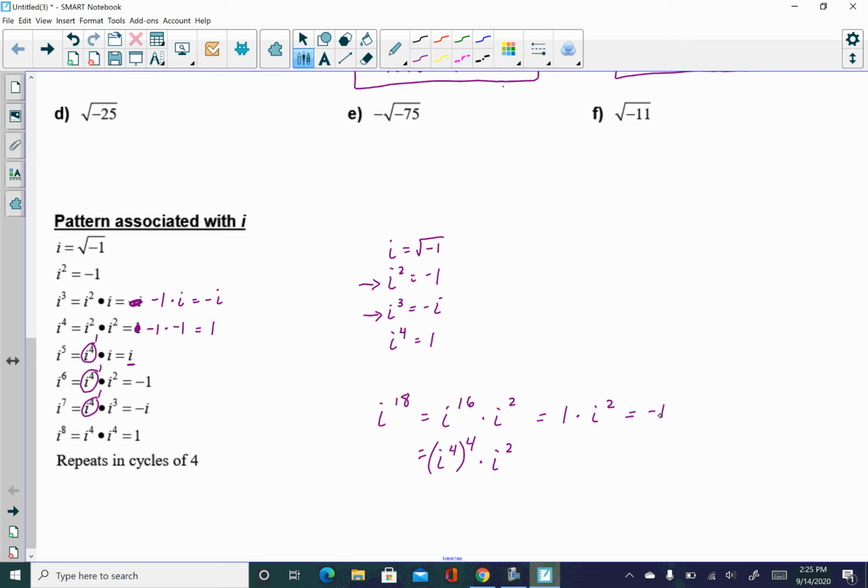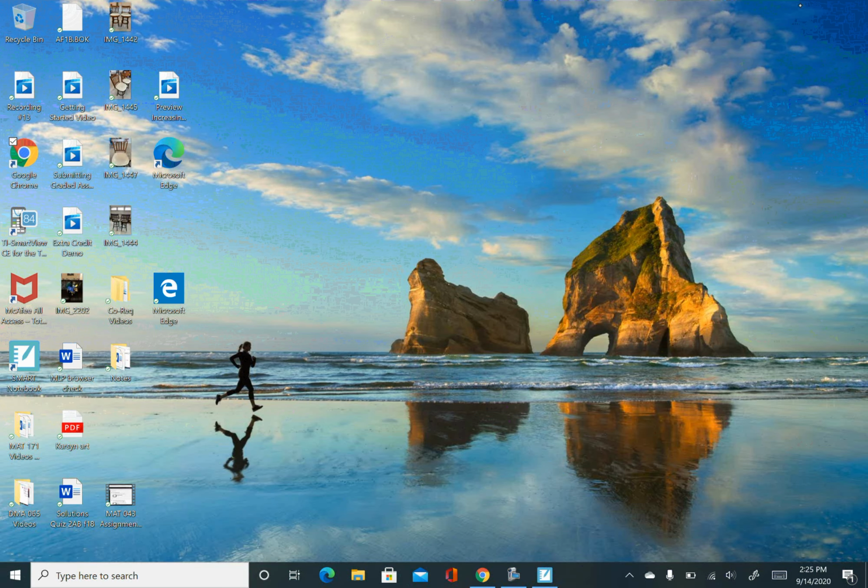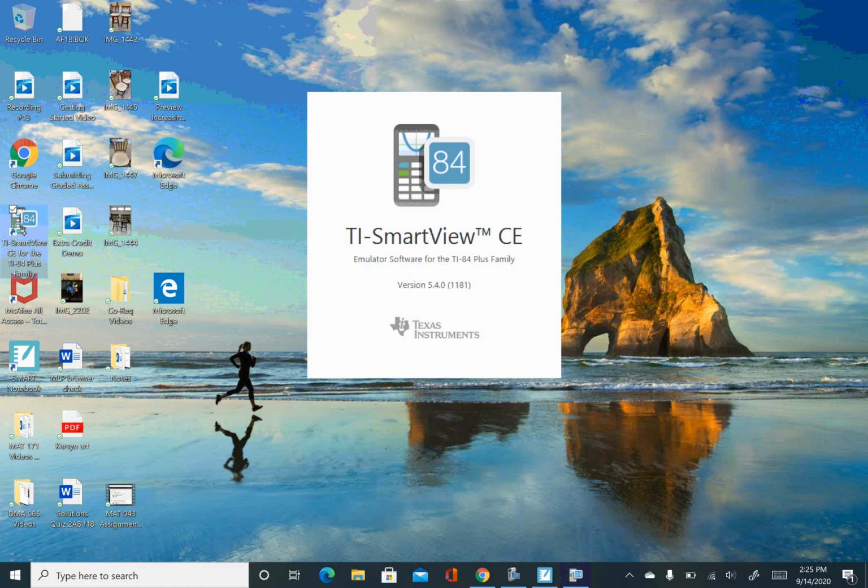Now, you know what, I just thought about it. I should show you where i is on your calculator. So let me minimize this. Let me pull up my calculator. There it is. It takes it a minute. I should have grabbed it sooner. There it goes.